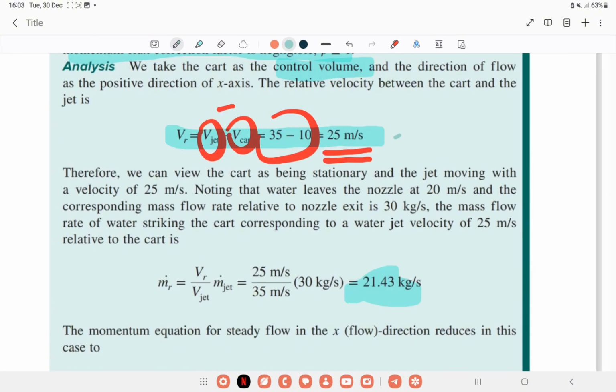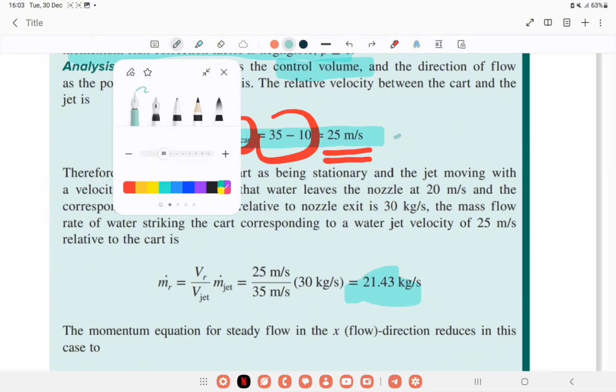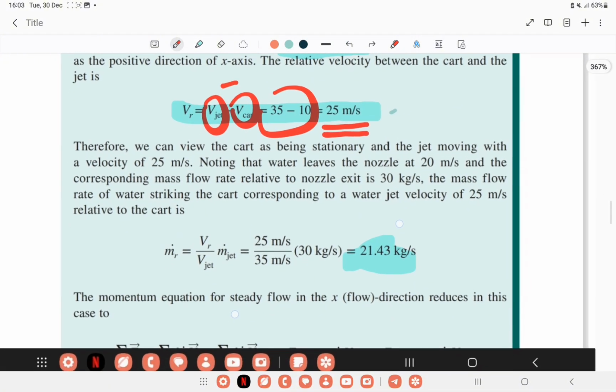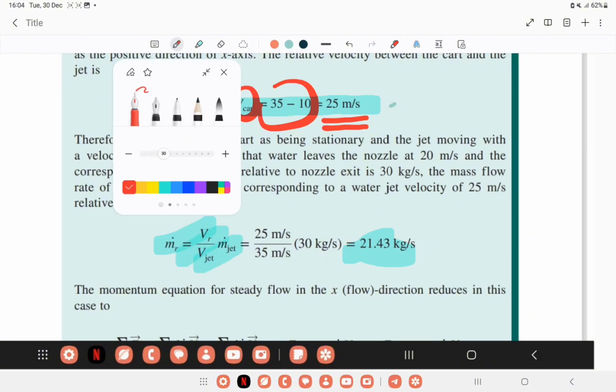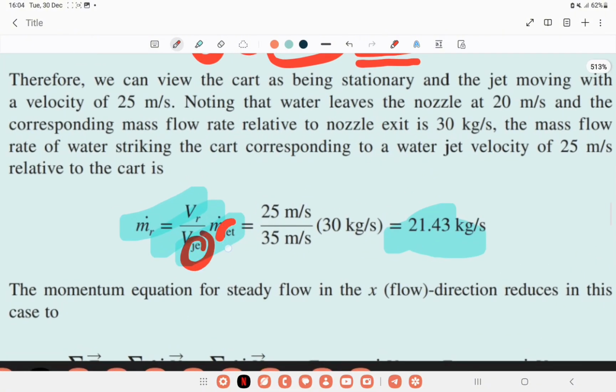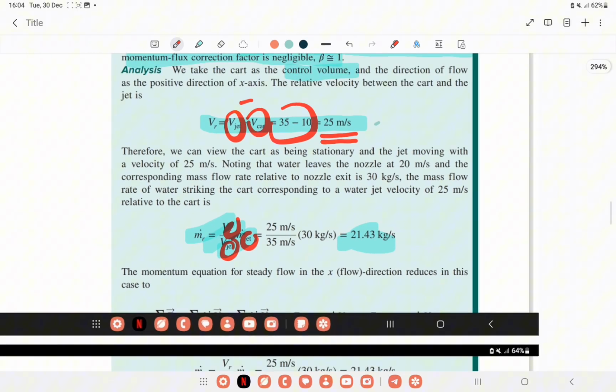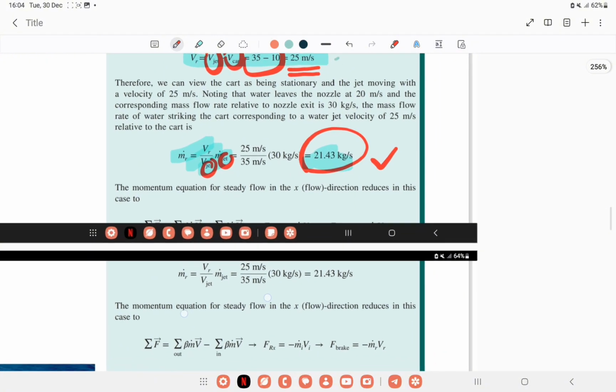Next is the effective mass flow rate striking the cart. Not all the water leaving the nozzle strikes the cart with the full nozzle velocity. We must adjust the mass flow rate based on the relative velocity. The mass flow rate striking the cart is equal to relative velocity divided by jet velocity multiplied by the nozzle mass flow rate. After substituting, 25 divided by 35 multiplied by 30 kilograms per second, the final answer will be 21.43 kilograms per second.